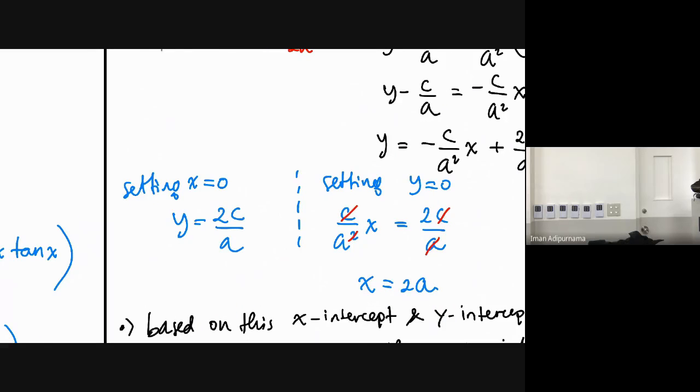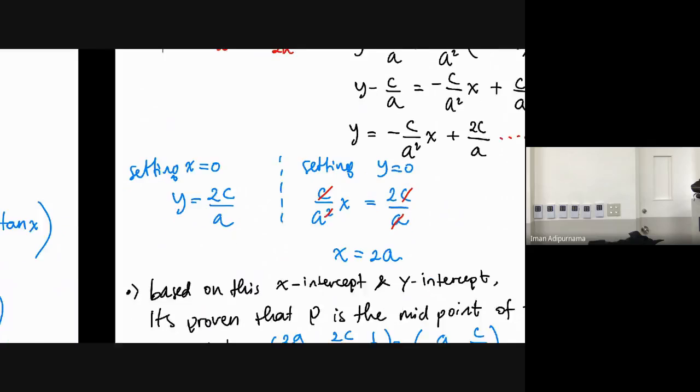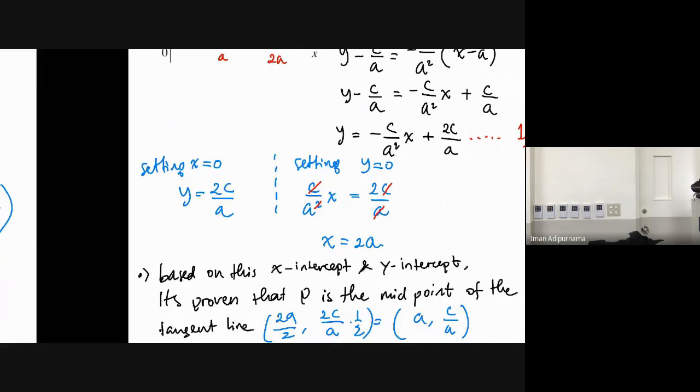P, right? And then, based on that information of the x and y intercepts, it's proven that P is the midpoint, which is half of 2a, that is a, and half of 2c over a. Okay?